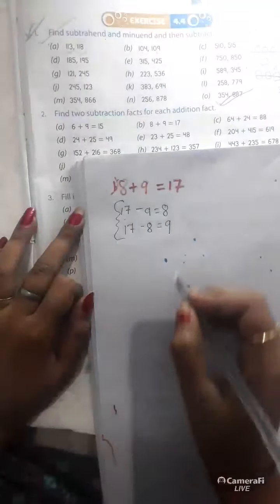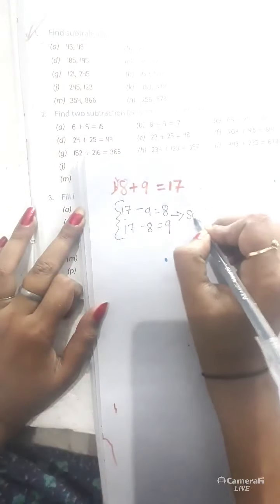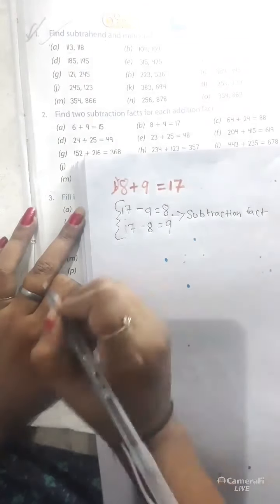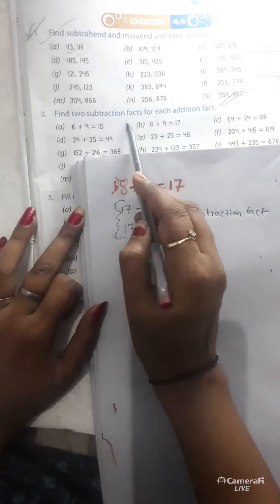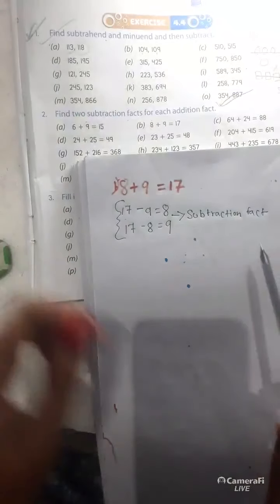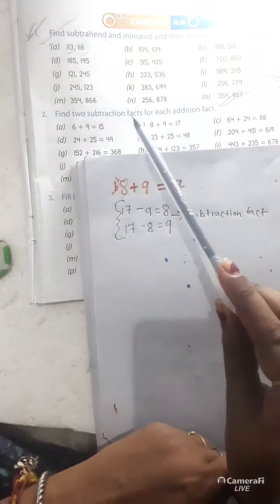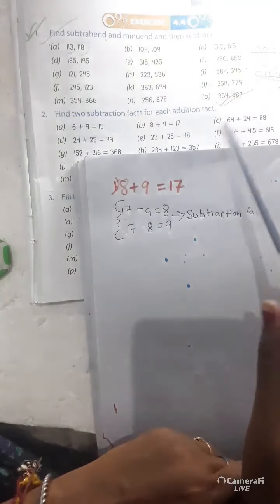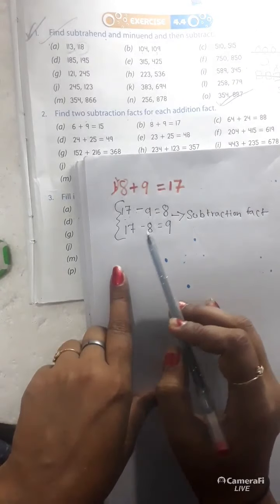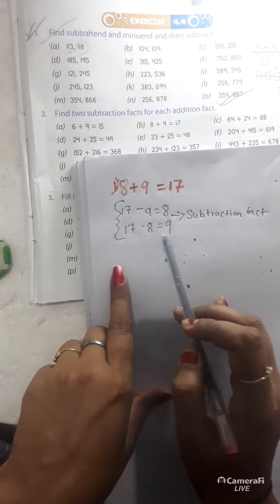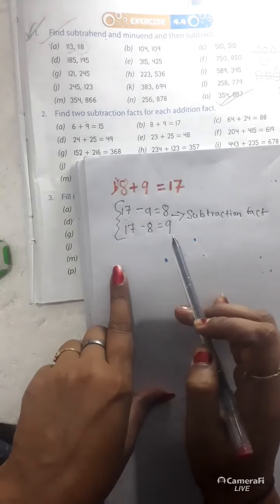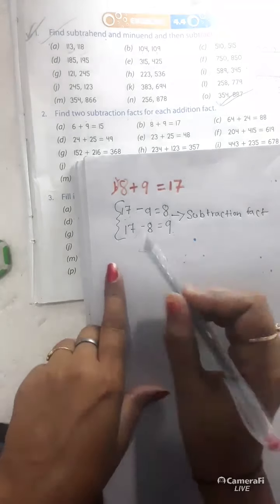These two are subtraction facts. So the question was what? The question was find two subtraction facts for each addition fact. So what have I done? 17 minus 9 is equal to 8, and 17 minus 8 is equal to 9. So these are the two subtraction facts.